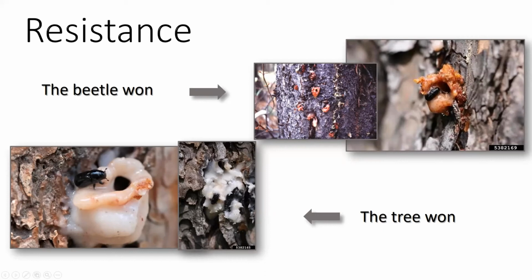And additionally, there are many pitch tubes on the outside of this tree. In this case, the tube is white, and here too, and the bark beetle has drowned in the pitch. So this tree won, and it was able to successfully pitch those bark beetles out.